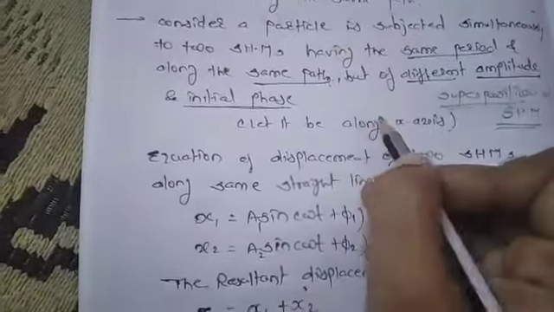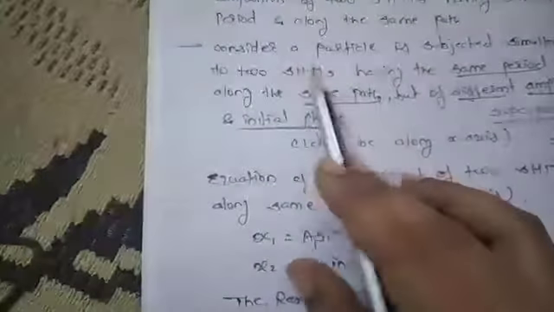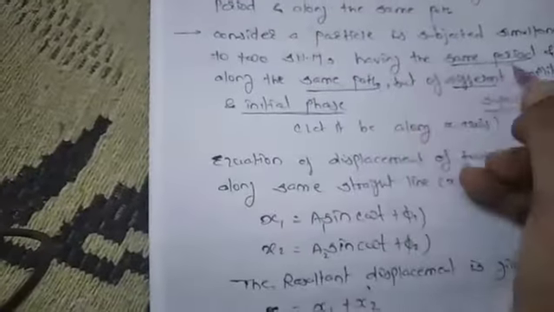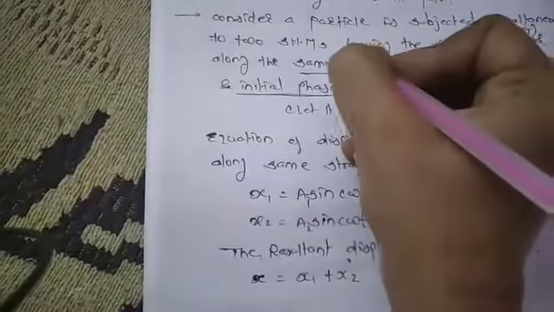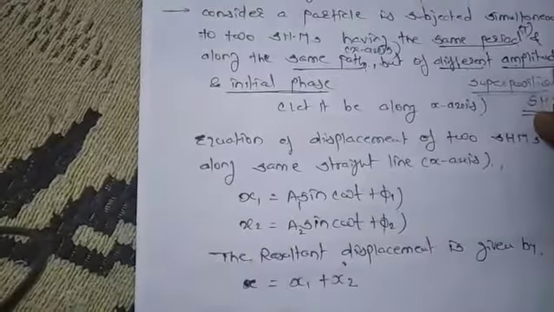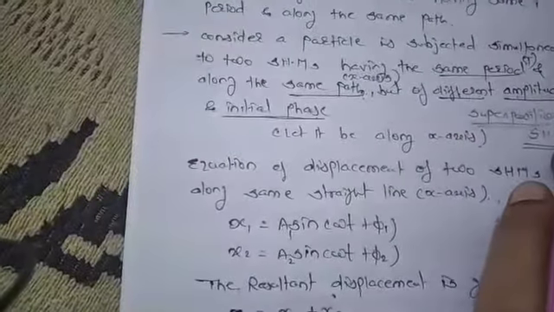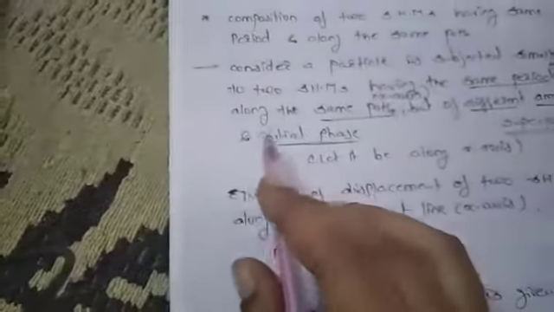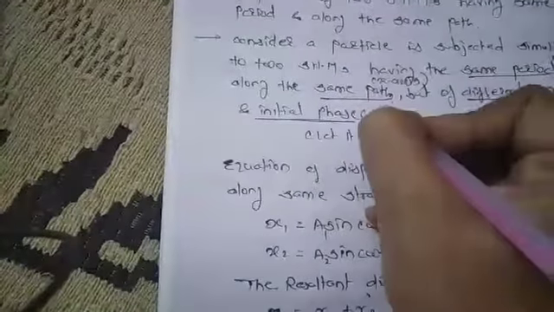Say we will take the x-axis. So first, consider a particle subjected simultaneously to two SHMs having the same period, that is, we'll take t as the same, and the path is the same, along the x-axis, but the amplitude is different. For the first SHM we'll take the amplitude as A1 and for the second SHM we'll take the amplitude as A2. And the initial phase is also different, so the phases are phi1 and phi2 respectively.